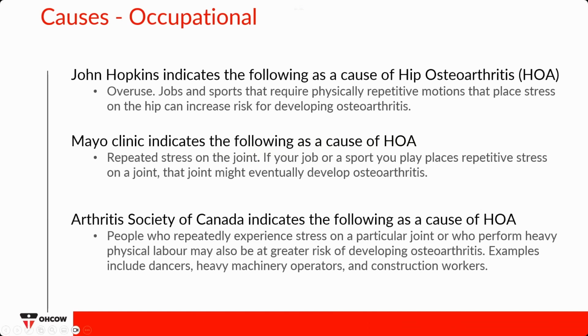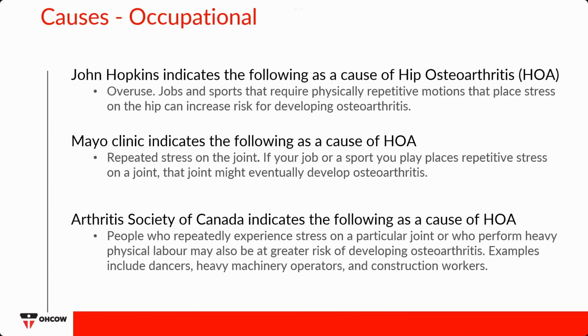I'm going to address now more of the occupational causes for hip osteoarthritis. Looking at some of the online resources, just some reputable sites as far as occupational causes. The professor went through the causes that are non-occupational, but Johns Hopkins indicates that hip osteoarthritis can be from overuse. So, jobs or sports that require physically repetitive motions that place stress on the hip can increase the risk of osteoarthritis.